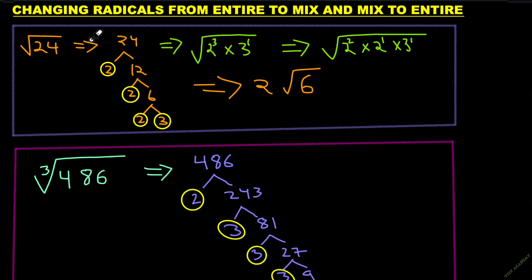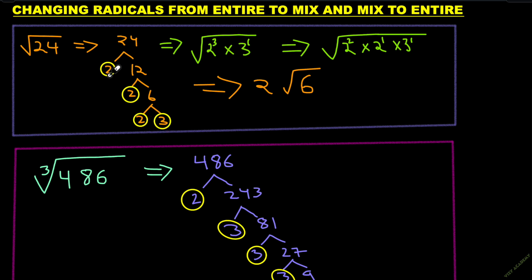Now here we need to work on prime factorization. Prime numbers are like 2, 3, 5, 7, 11, 13, 17 and the list goes on. So we will start with 2 here because 24 being an even number is divisible by 2. So it will become 2 times 12. 12 divided by 2 will become 2 times 6 and 6 divided by 2 will give us 3.